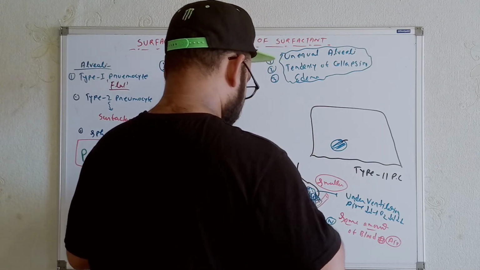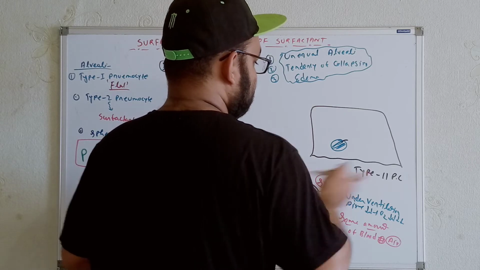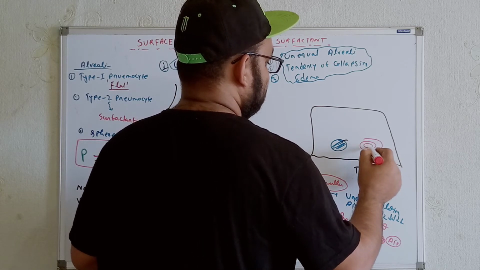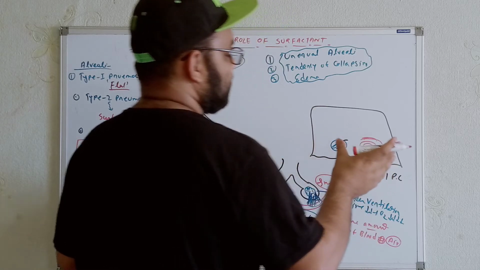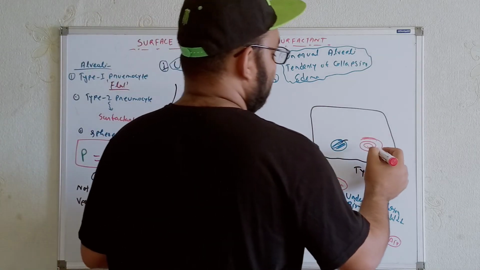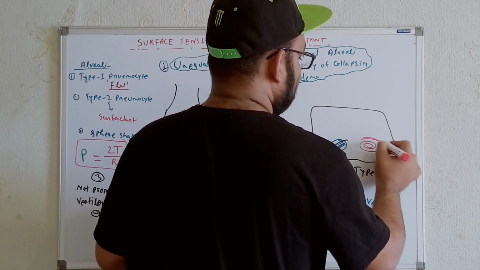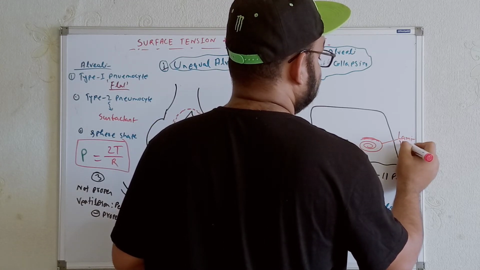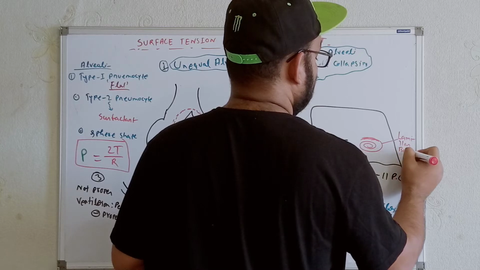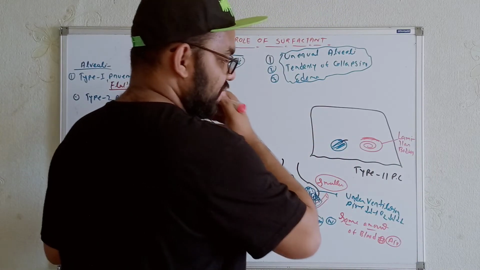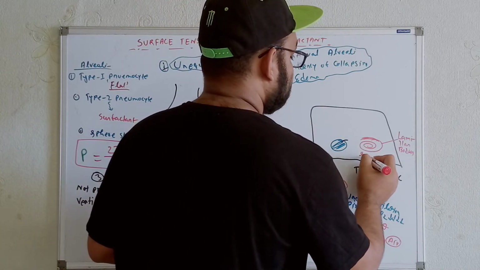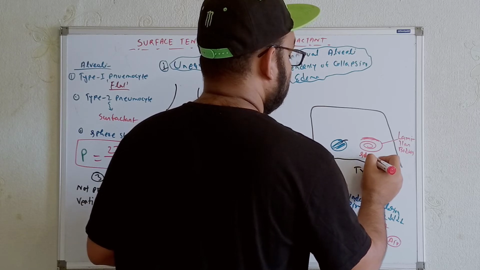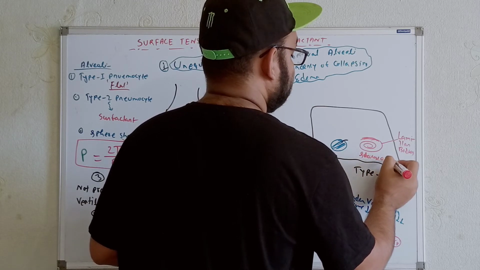But the surfactant molecules will be in patchy ways. There will be collections of the surfactant together, and this figure is known as lamellar bodies. This is the collection of the surfactant. Here the surfactant is stored, so this is the storage of surfactant.